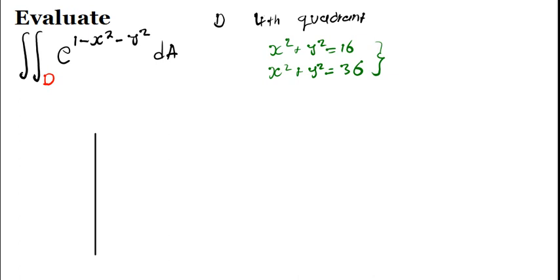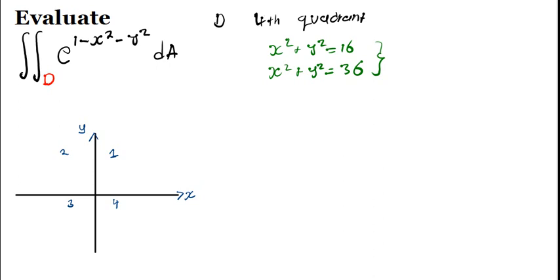Let's say we have that as our vertical axis, which is our y-axis, and our horizontal axis, which is our x-axis. So this is our first quadrant, this is our second quadrant, this is our third quadrant, and this is our fourth quadrant. That's the one we are talking about.